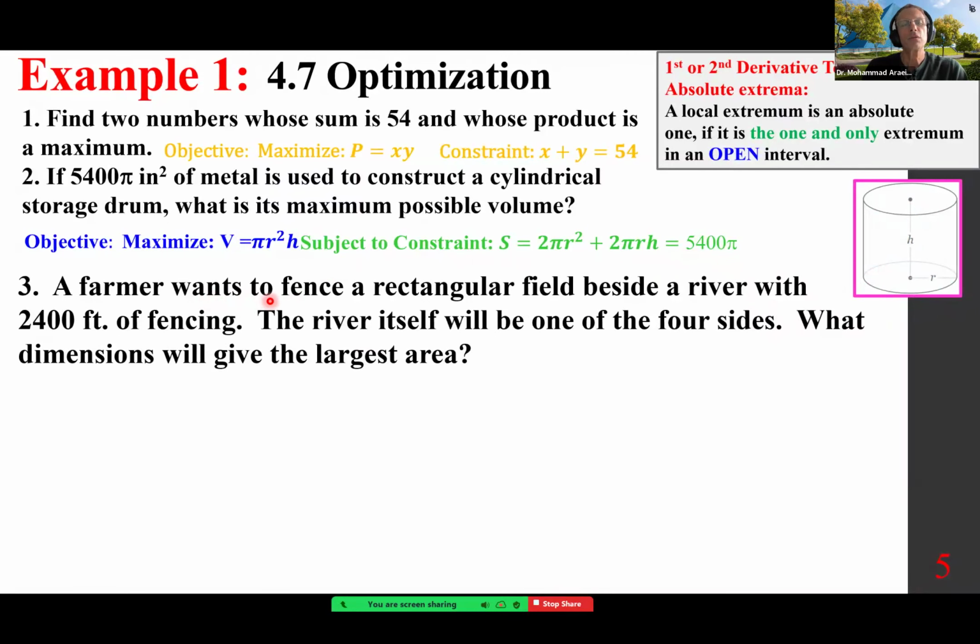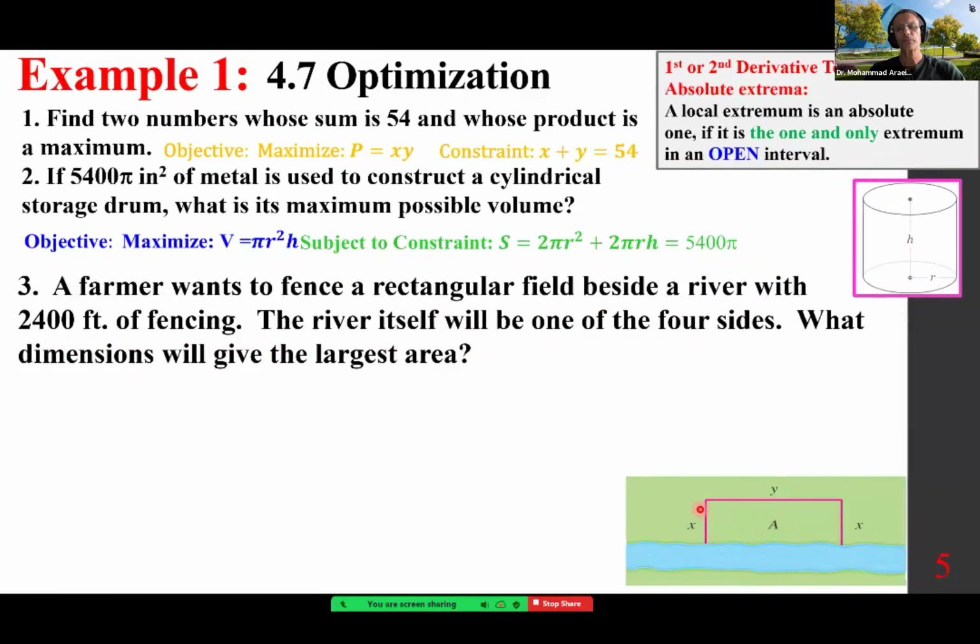A farmer wants to fence a rectangular field beside a river with 2400 feet of fencing. The river itself will be one of the four sides. What dimensions will give the largest area? And we come up with the setting. Remember, this is a word problem. You have to come up with the setting. You have to define your variables. You can't just say V equals pi r squared h without showing what r is and what h is.